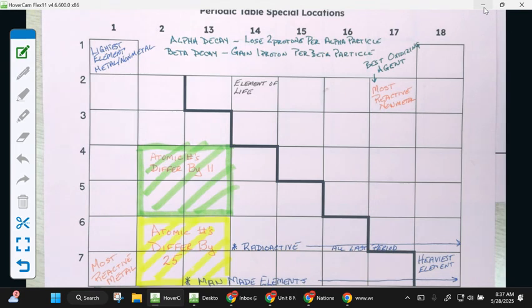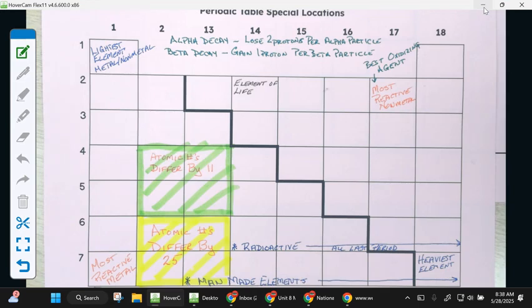So now, if you have something like francium, and it undergoes beta decay and gives off 1 beta particle, what does it become? It becomes radium right next door. And if you gave off another beta particle, you would become actinium. Okay? Questions?